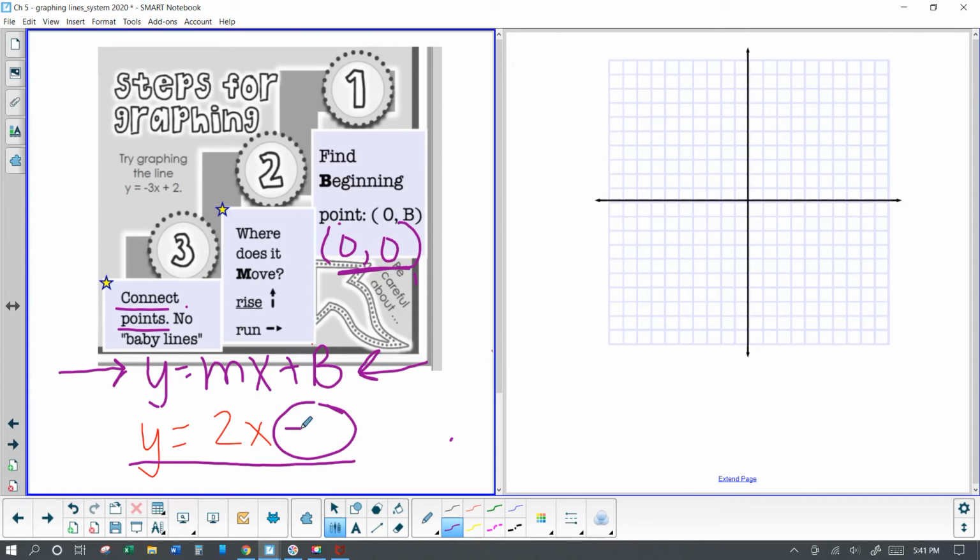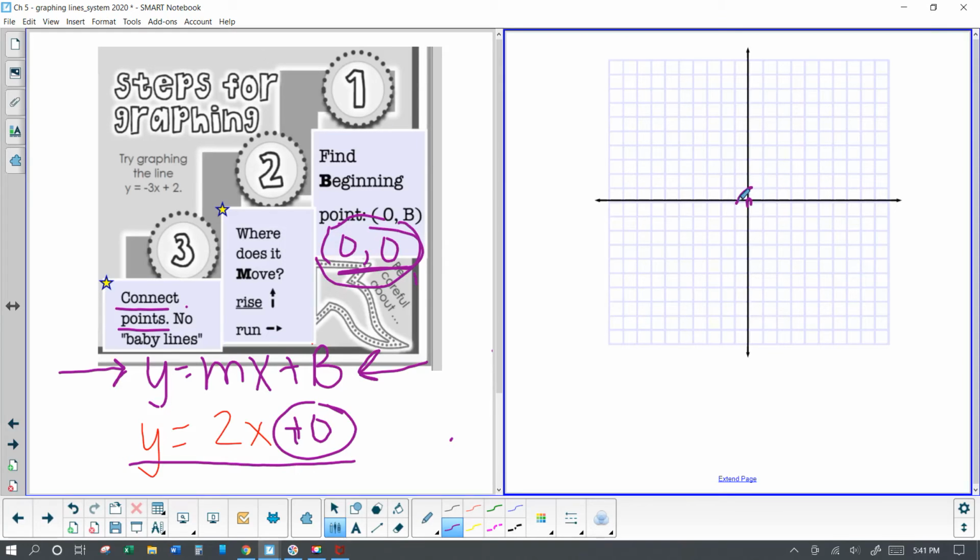Right here, and remember, if there's no number for b, b is equal to 0. So the beginning point is going to be where x is 0 and y is 0, and that is the middle of our graph. I'm sorry about my computer today. It is just having a really hard time. It's right in the middle of my graph.